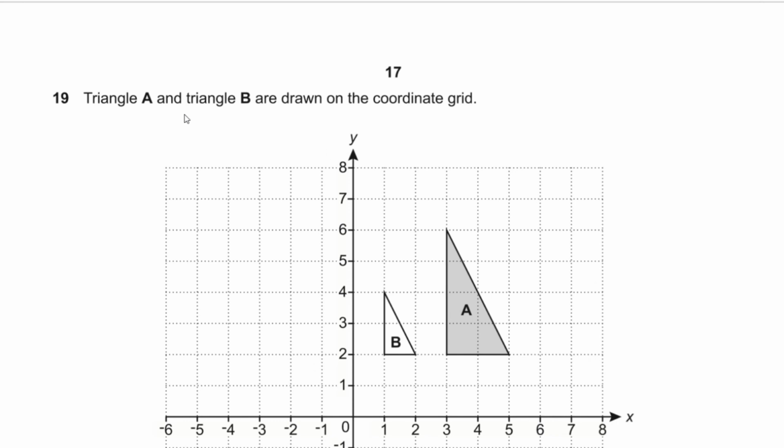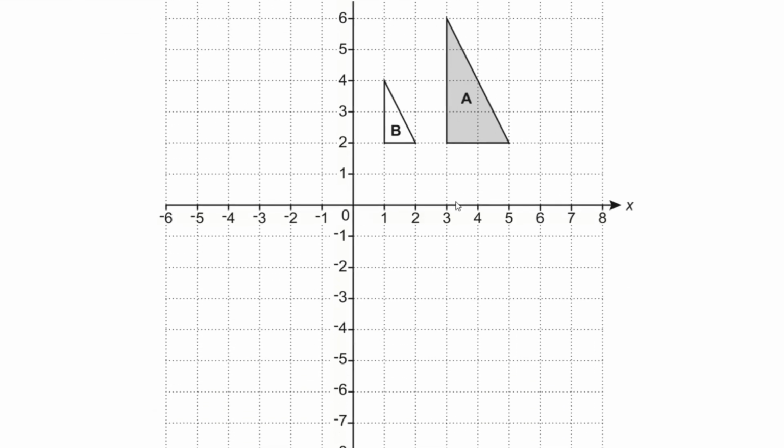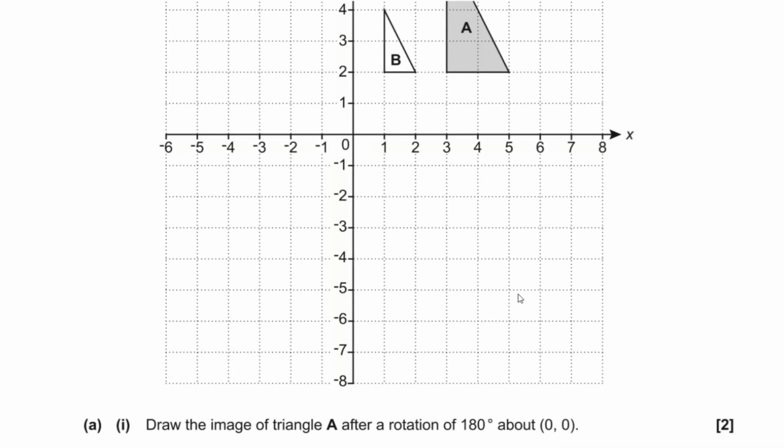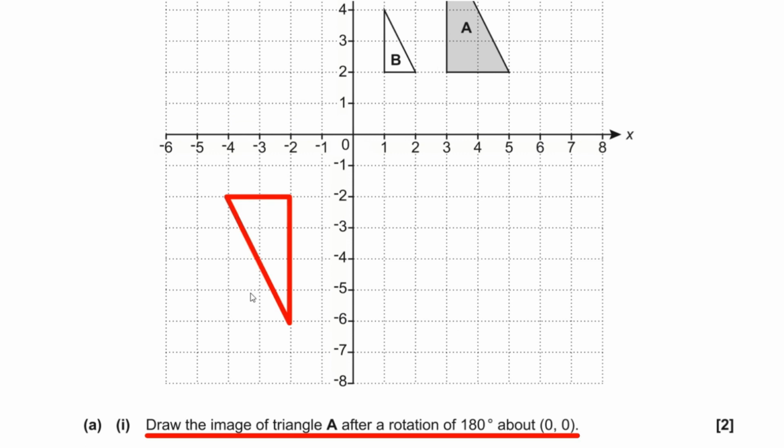Question 19. Triangle A and triangle B are drawn on the coordinate grid. That's what we see here. For the first part, draw the image of triangle A after a rotation of 180 degrees about the origin. So if we do that, we get this triangle here.